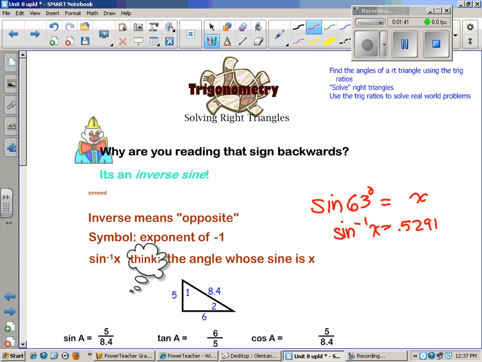So what your calculator does is it goes and finds that spot on the chart and then looks up and sees what angle it is. So it just works backwards. Instead of taking the angle and the trig function and figuring out where on the chart it is, it takes that number off the chart and tells you what angle it is. So think to yourself, this means the angle whose sine is x. That's what that means.